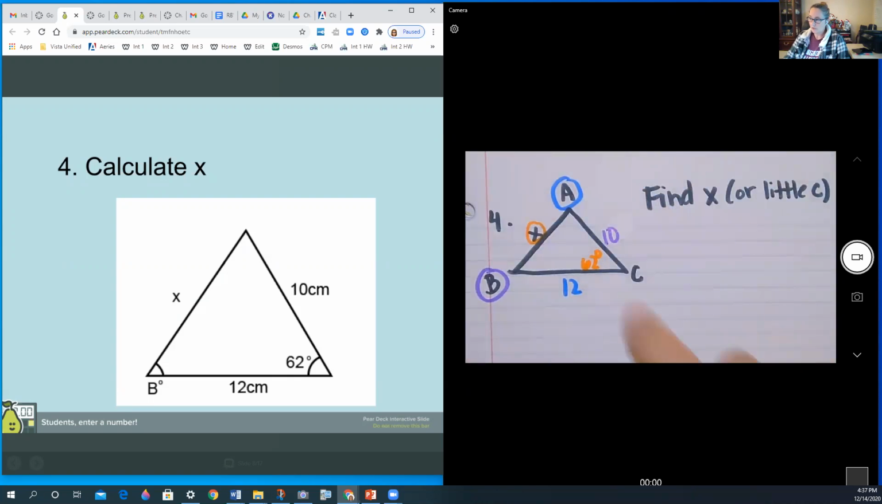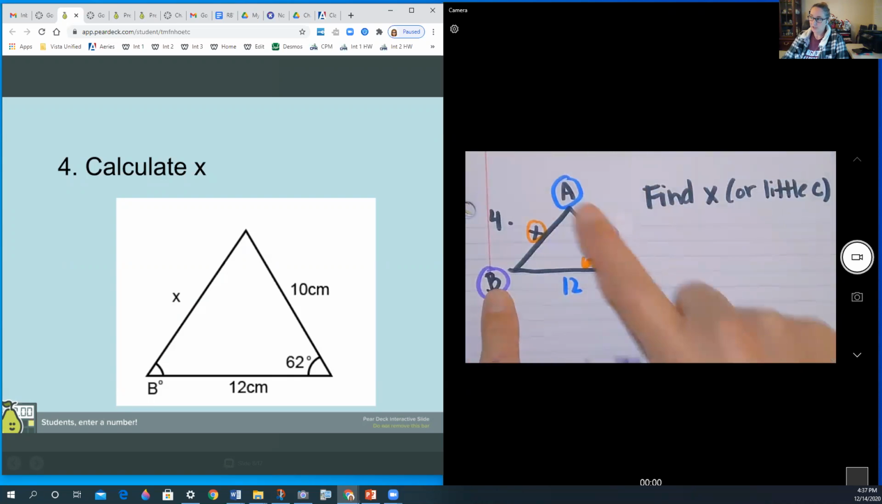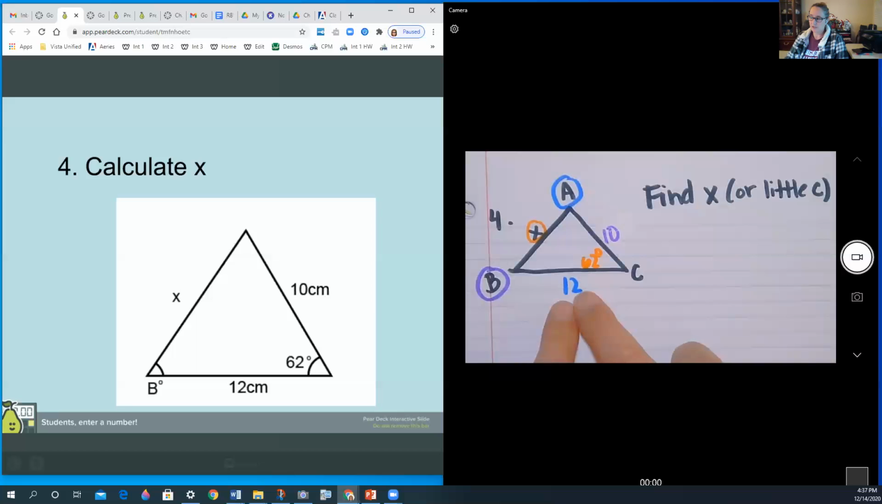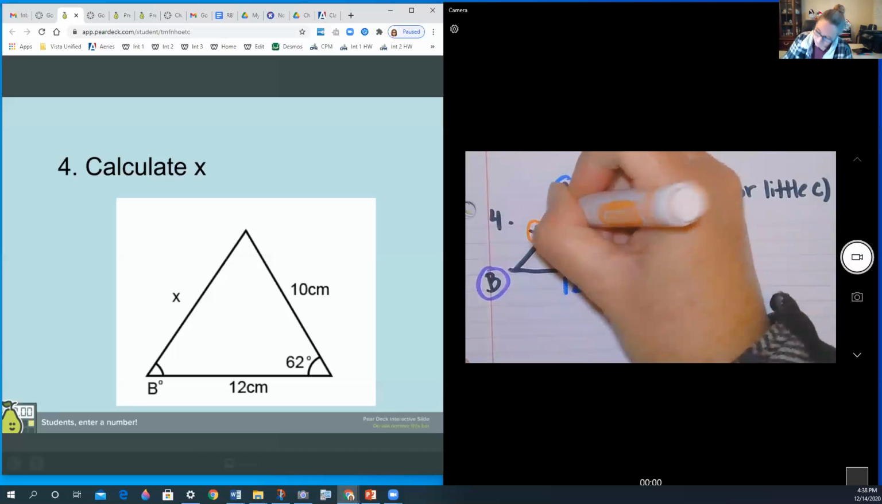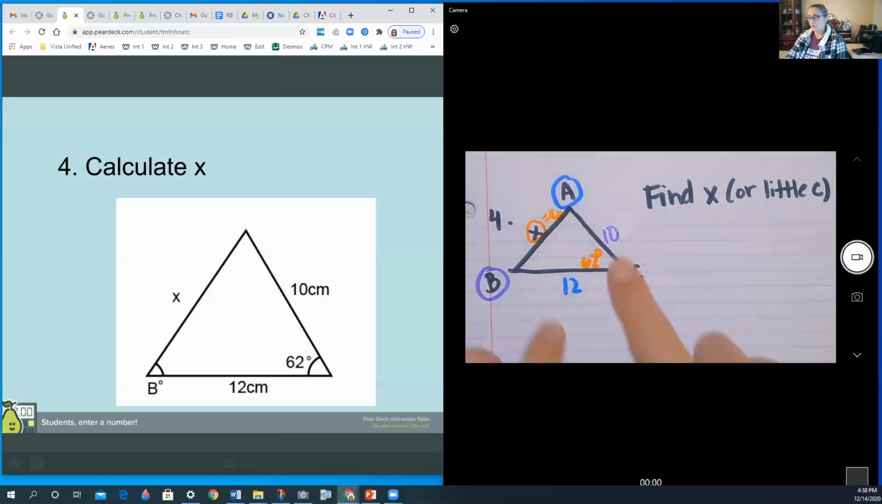Okay, so this is B, this is little b. I'm calling this A and little a. And then this I'm just calling C, and this I'm going to call little c. Okay, so this is my X, but I'm going to have it be my little c. And so this is what we're going to find.